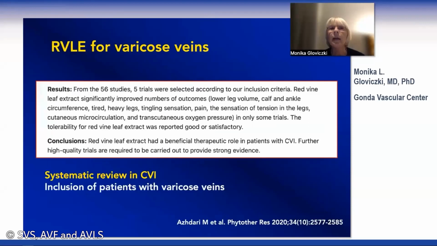For red vine leaf extract, we found a systematic review in chronic venous insufficiency, including 56 studies, and 5 of these trials were included for the meta-analysis. The conclusion was that red vine leaf extract had a beneficial therapeutic role in patients with CVI.